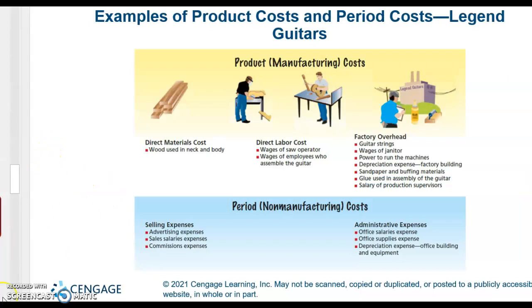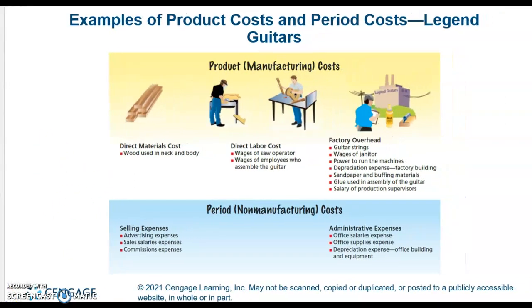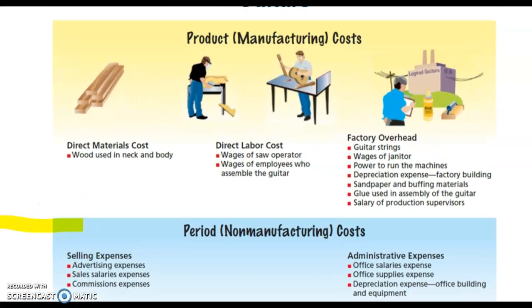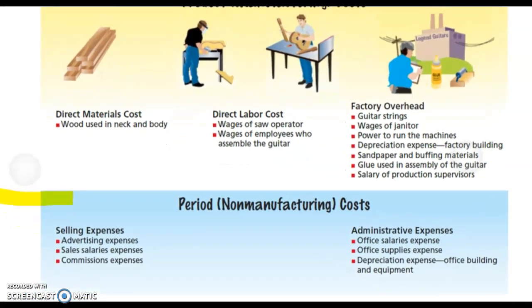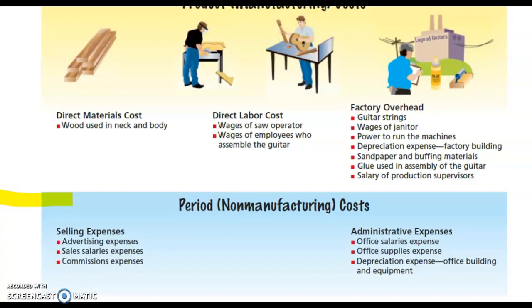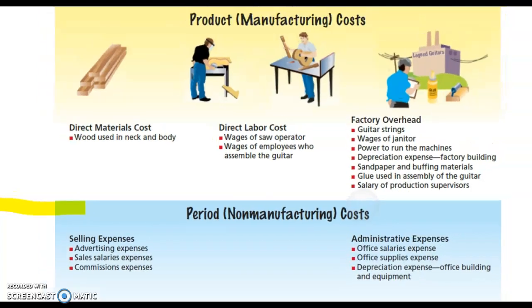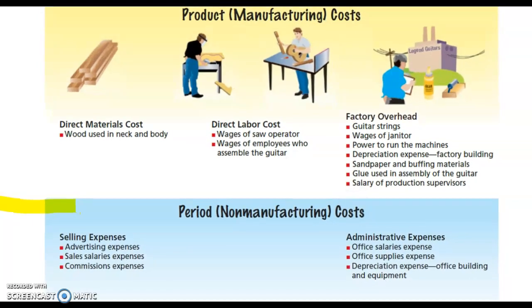So here are some examples of period and product costs. You can see here. Let's just recap for a minute. Product costs are capitalized through the inventory. That means they're added to the inventory, and we don't expense them until the inventory is sold. But period costs are expensed immediately in the period that these expenses are incurred.